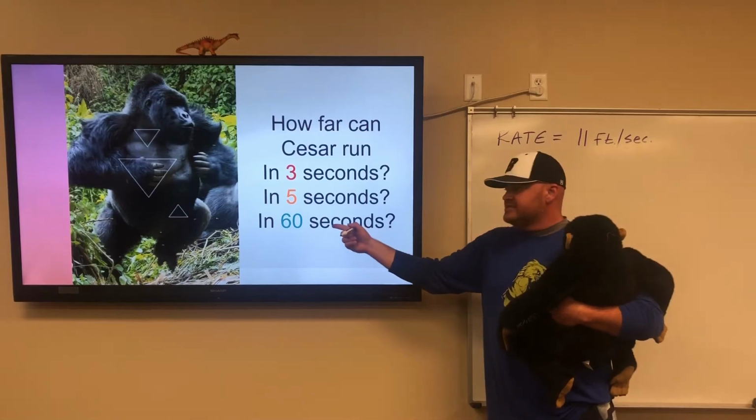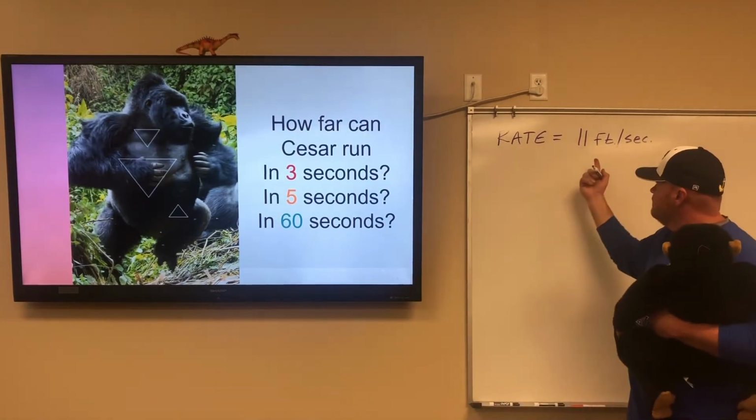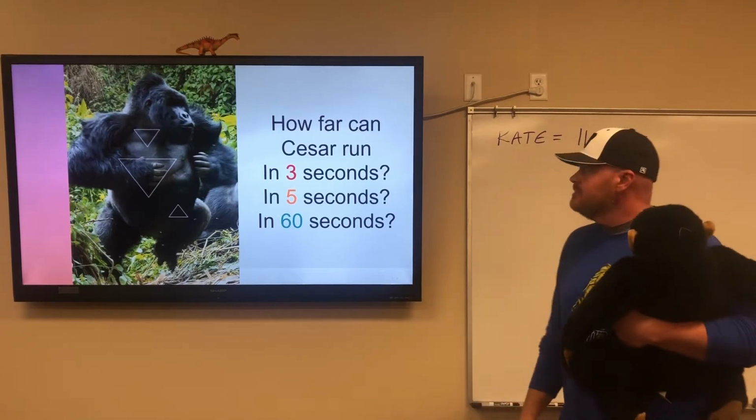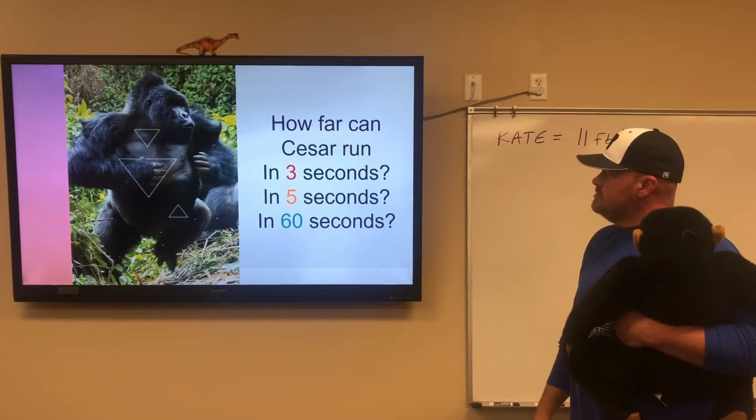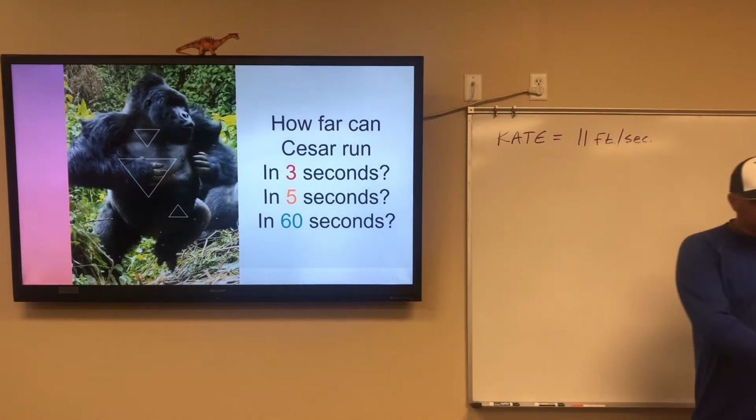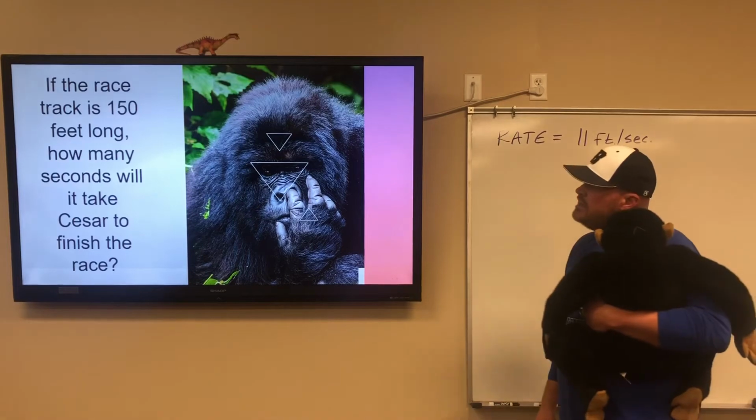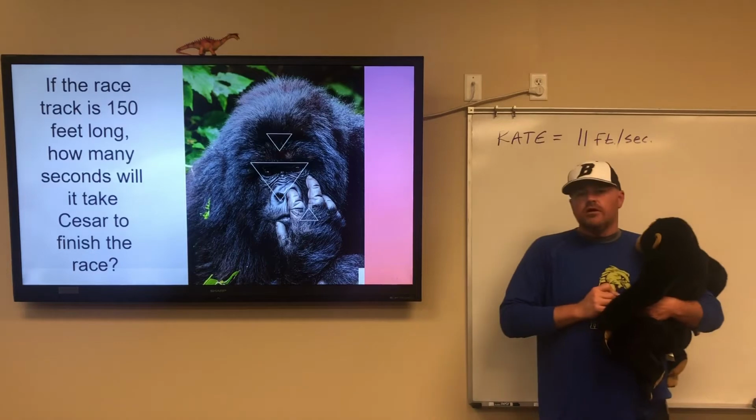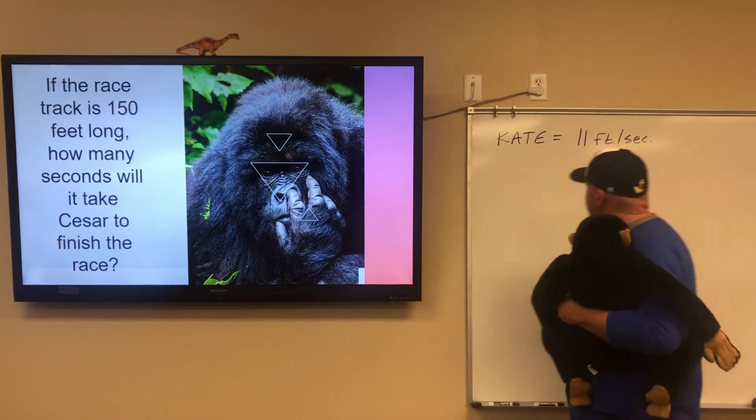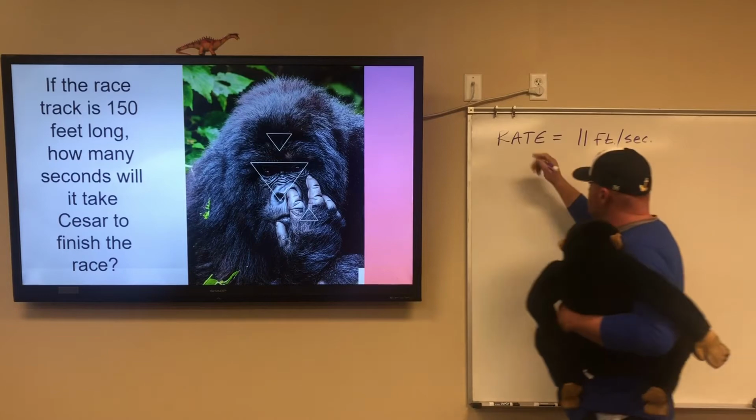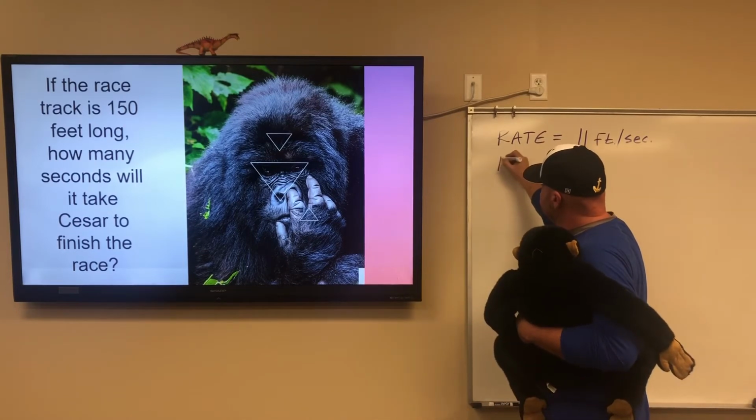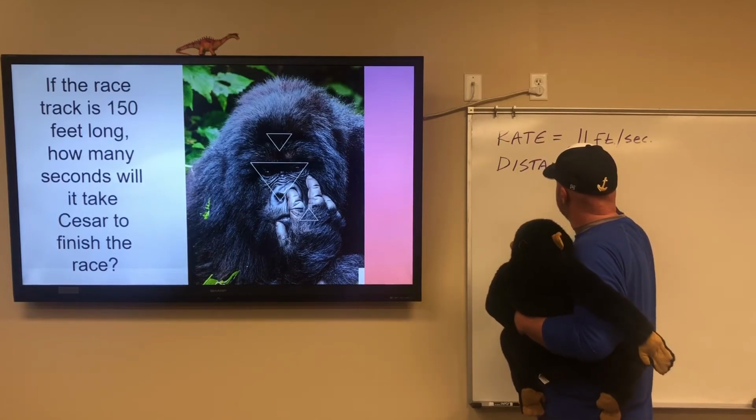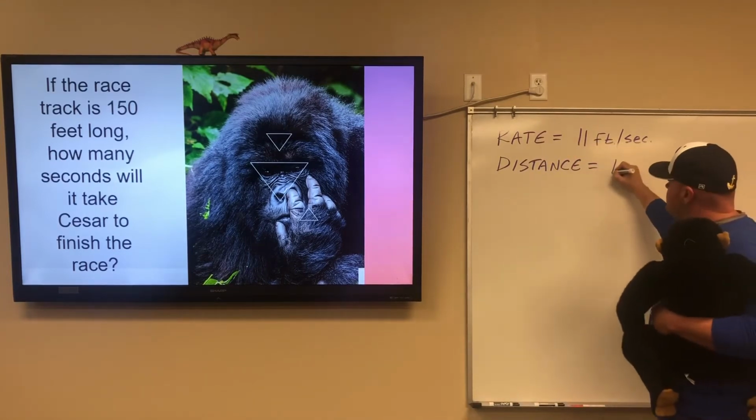And say he ran for 60 seconds, for a full minute. How much distance would he cover? Well, 60 times 11 gives me 660 feet. Okay? So that's pretty easy. Now, let's say that Caesar's racetrack, so the distance of the race that he's going to run, is 150 feet. All right? Let's add that to what we know up here. Okay? So distance equals 150 feet.